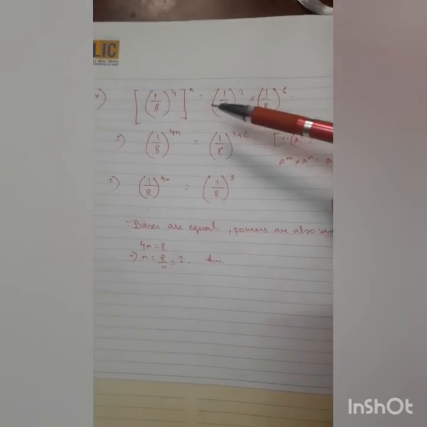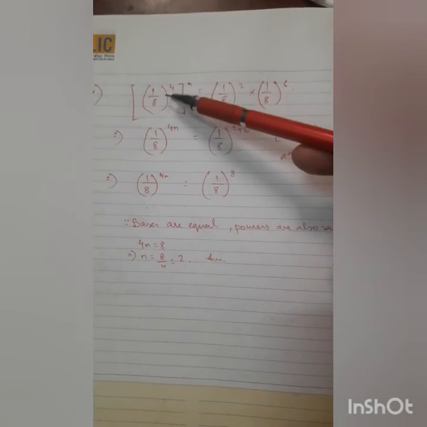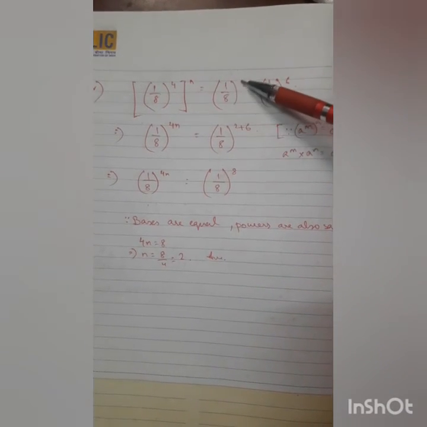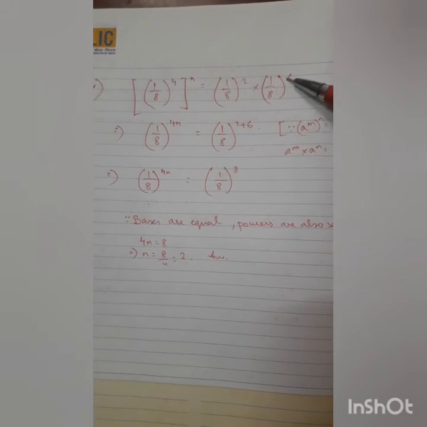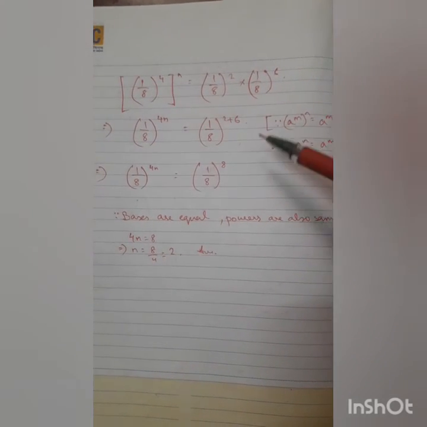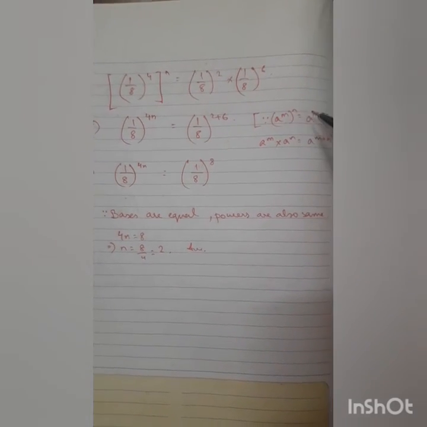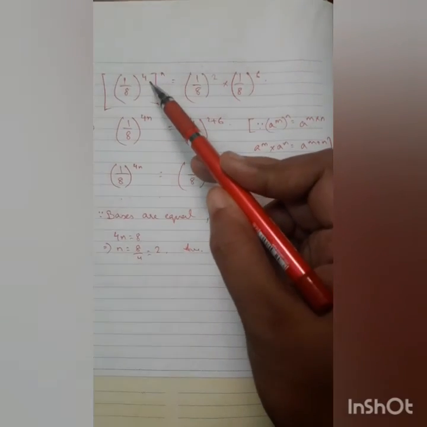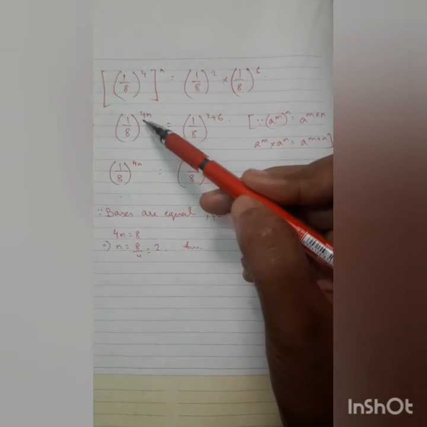So children, see, in 5 part 4 you are having (1 by 8) whole to the power of 4 whole to the power of n is equal to (1 by 8) to the power of 2 into (1 by 8) to the power of 6. Now you know that (a to the power of m) whole to the power of n is equal to a to the power of m into n. So we will multiply this 4 and n and it will become (1 by 8) whole to the power of 4n.